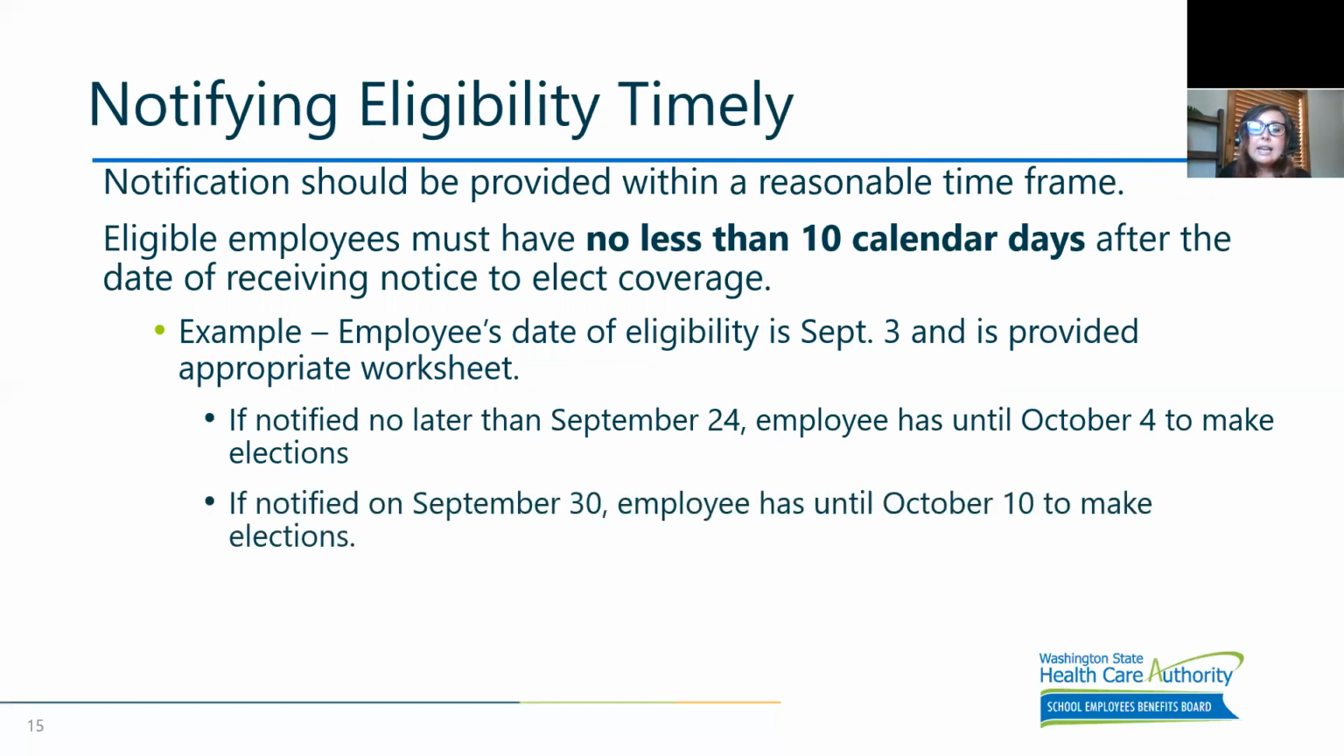Now, let's say this employee was not notified until September 30th of being eligible. Based off of the rules stated above, the employee must have no less than 10 calendar days after receiving notice to elect coverage. So the employee now has until October 10th to make elections. This goes beyond that initial 31-day enrollment window.